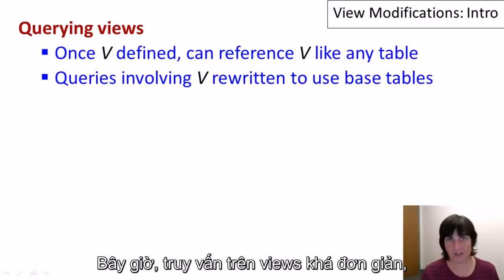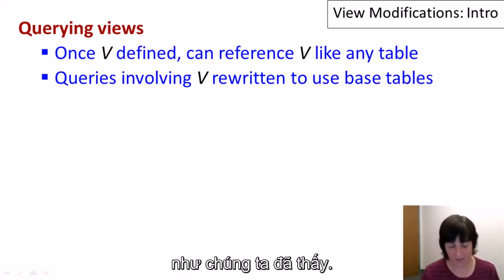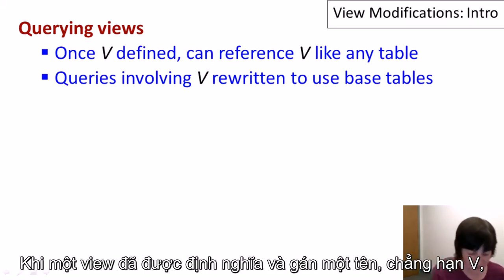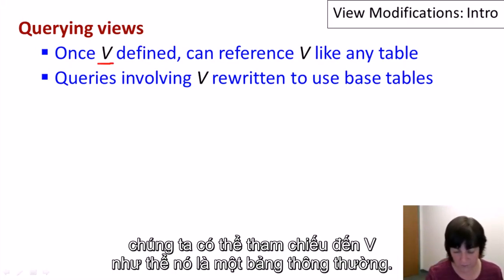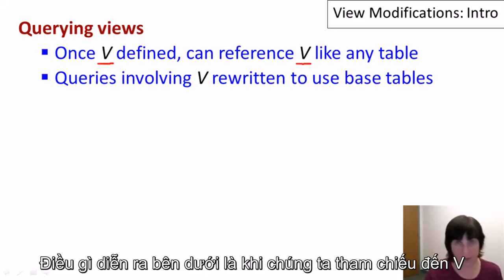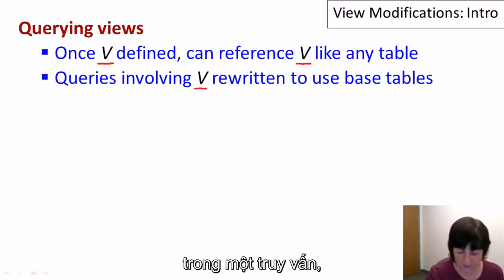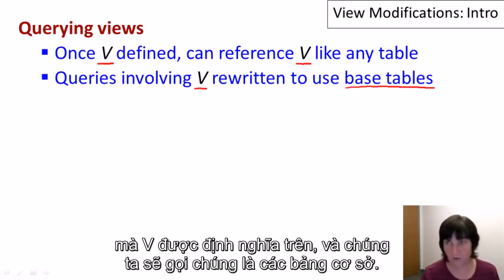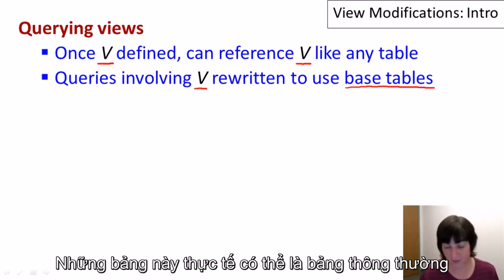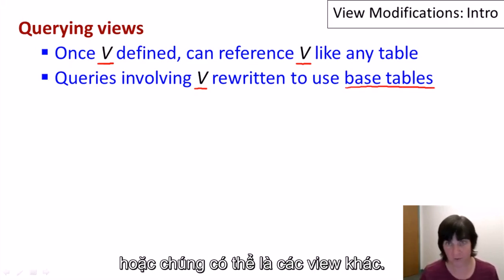Now, querying views is relatively straightforward, as we've seen. Once a view has been defined and given a name, say V, then in our queries over the database, we can reference V as if it were a regular table. What happens underneath is that when we reference V in a query, it's rewritten to use the tables over which V was defined, and we'll call those the base tables. Those can actually be regular tables, or they can be other views.